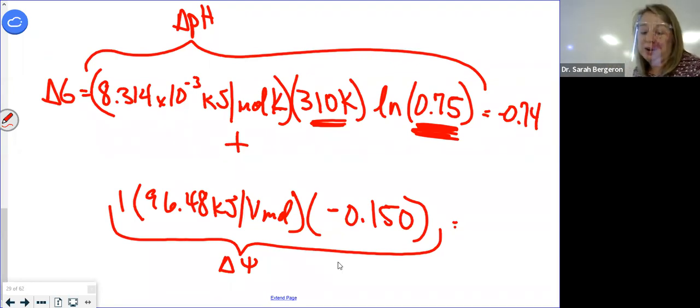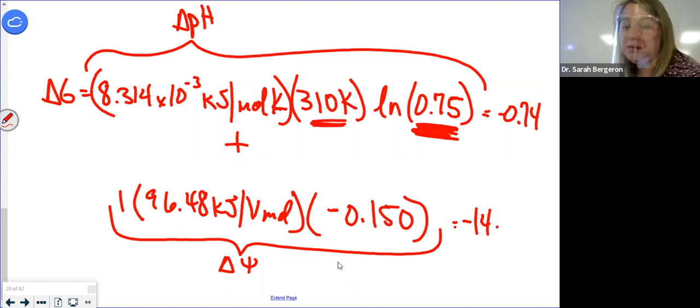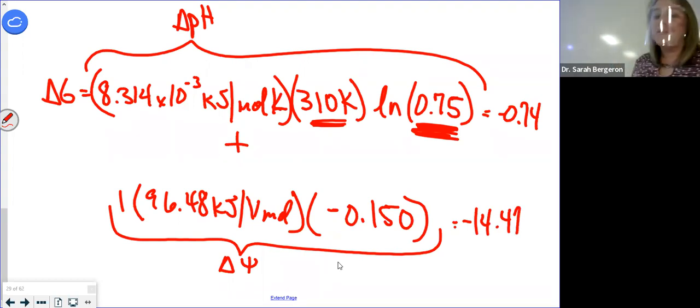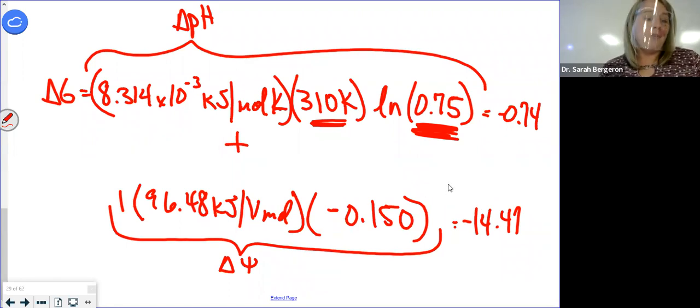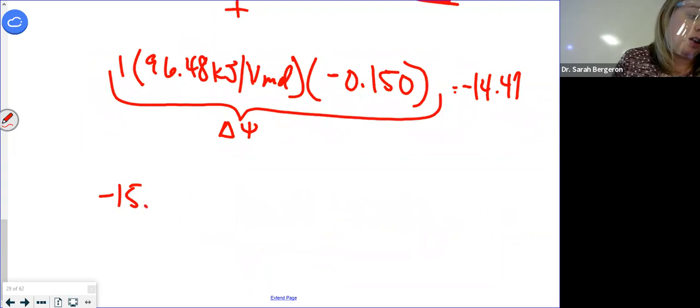And what do you get for the second part? It's also negative, 14.47. Both of these are in kilojoules per mole, right? So which one contributes more to the delta G value? Our membrane potential, right? Okay, so what do we get for our standard delta G? Negative 15.21.